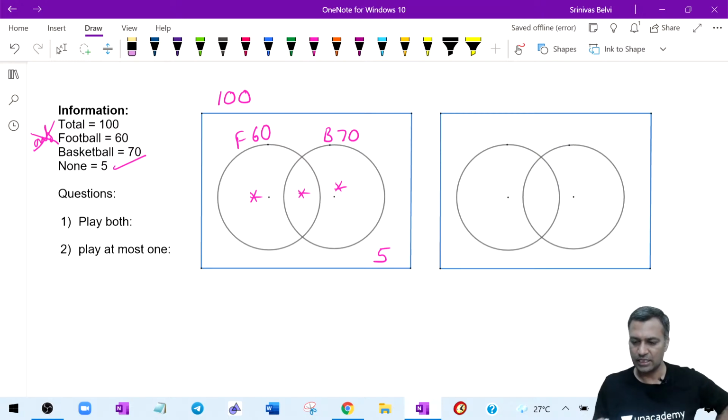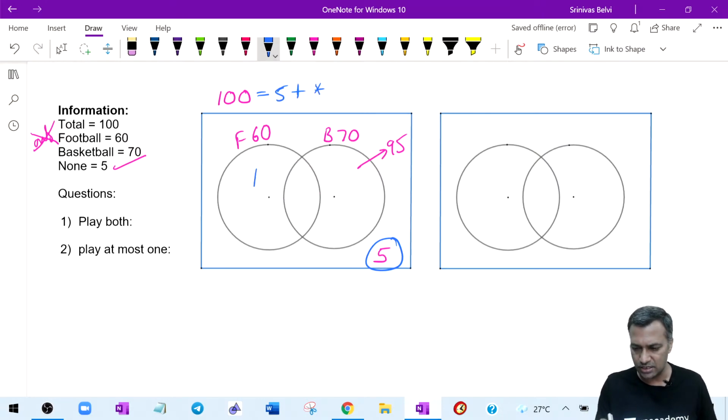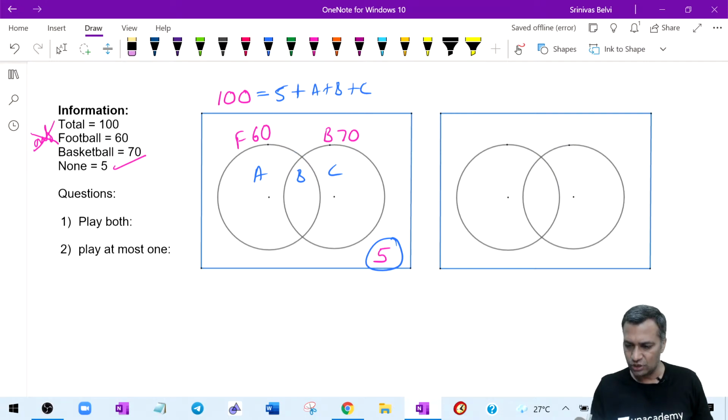Now, all of you listen to me, guys. So these are the three numbers here. I'm putting three stars. What is the sum of these three stars? The sum of these three stars is 95. You may wonder, from where did you get this 95? Look at this. This 100 is nothing but this 5 plus these three stars. Call these A, B, C. 100 is 5 plus A plus B plus C. Therefore, A plus B plus C is 95. Keep that in your mind. So these are my three actuals. A, B, C are three more actual numbers in between.